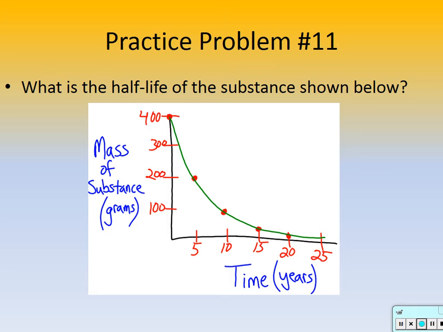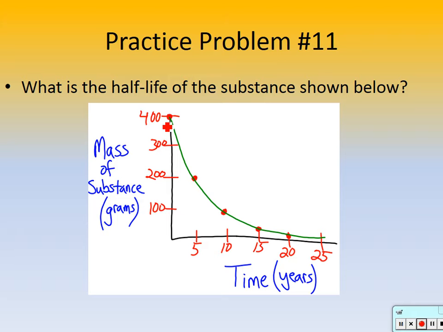Okay, how much did we start with, guys? When you're looking at a graph, it's always important to read the axes. What's measured on this y-axis? Mass. The mass of the substance in grams. What's measured on the x-axis? Time in years. So at least we know what it's reporting, right? Okay, how much did we start with at time 0? 400 grams. Okay? Well, it wants to know what is the half-life of that substance.